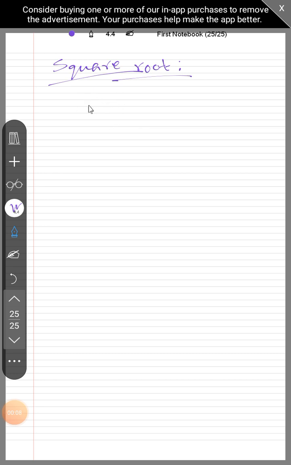Square root: how to determine it manually? The square root of any number like 25, if it is a perfect square number, what do we have to do? We have to find out the prime factors. So we have to do a rough here.